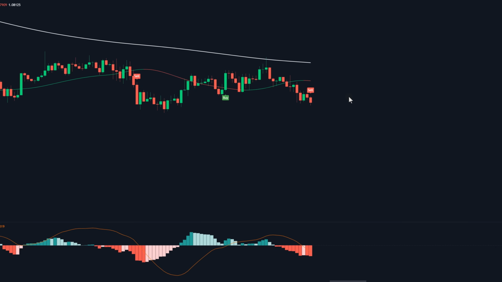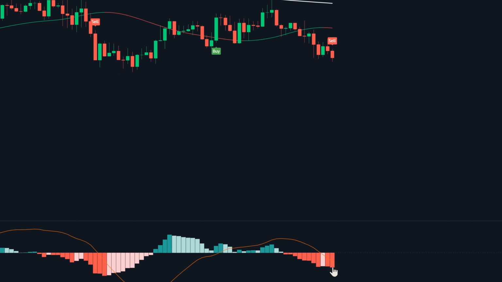Last but not least, we want to ensure that there is enough bearish momentum in the market to push the price in the direction of our trade. For that, we're gonna make sure that this last histogram bar of the MACD indicator is colored red, and this orange signal line should also be below the zero line. If the signal line happens to be above the zero line, that setup becomes invalid.